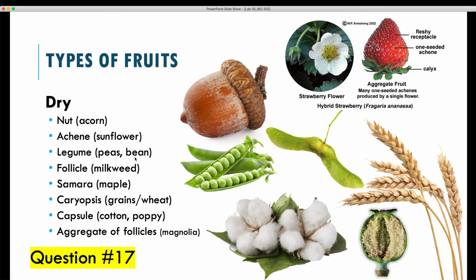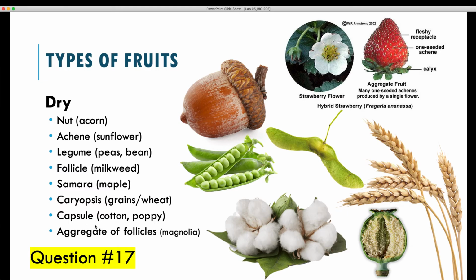I'll tell you right now that vegetables do not exist. Everything is either a fruit, root, stem, or leaf. So types of dry fruits include things like nuts. An example would be an acorn. Achenes, those are the little sunflower seeds that you eat. Legumes like beans or peas. More commonly, samara. These are maple fruits from maple trees. I'm sure you've seen these as well. They also kind of helicopter down. Caryopsis would be the particular fruit type for grains or wheat.